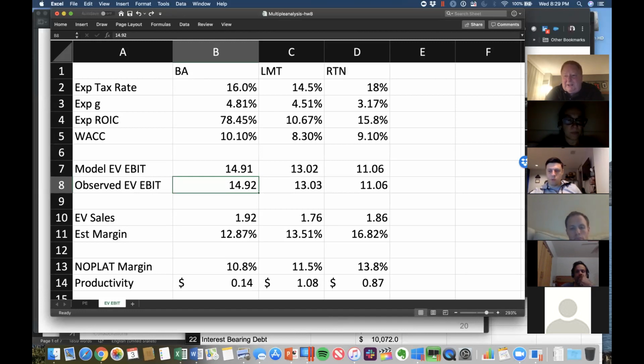So again, I know it goes beyond the scope of this class, but I'm doing a lot of work right now on what's called strategic agility. What we're starting to find is that margins are getting much more standardized across firms. It's just harder and harder to get margin advantages. Productivity is becoming more of the differentiator, particularly when you look at return on investment.